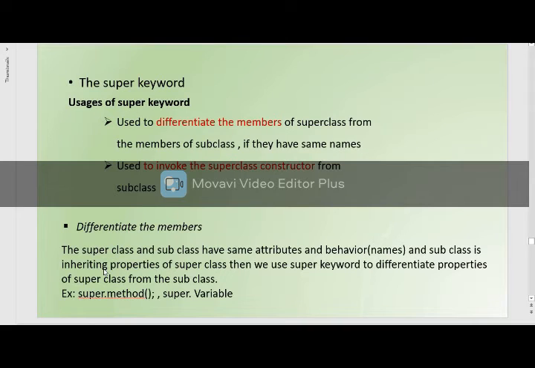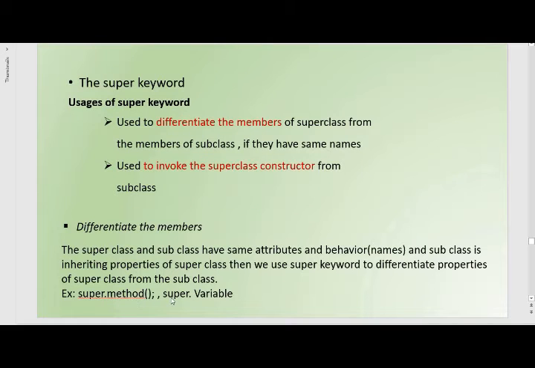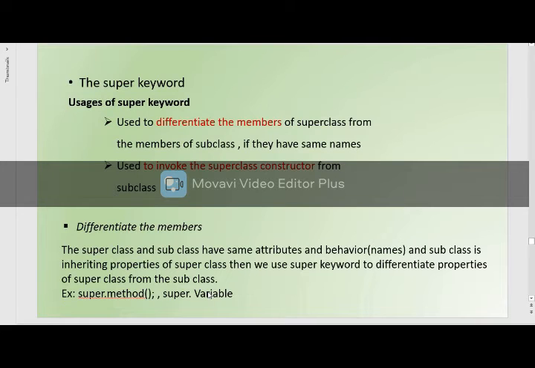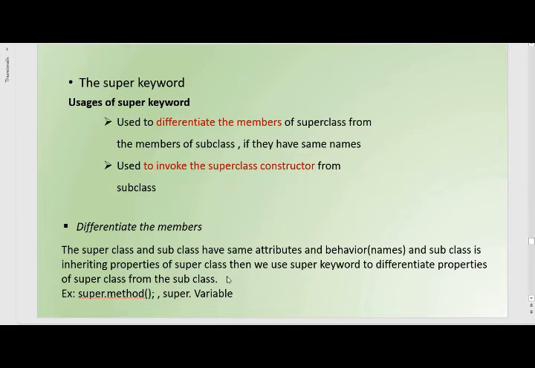We cannot call the method because these two have the same name. Then we use the super keyword. The super keyword resolves that error in Java. And if these two classes have variables with the same name, if you want to call the superclass variables from the subclass, we use super.variableName. That is one usage of the super keyword.